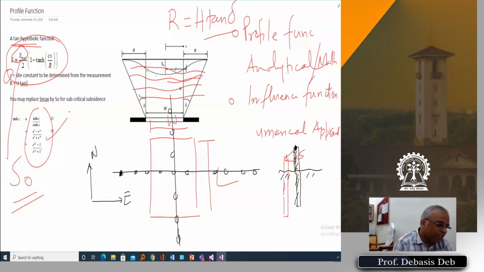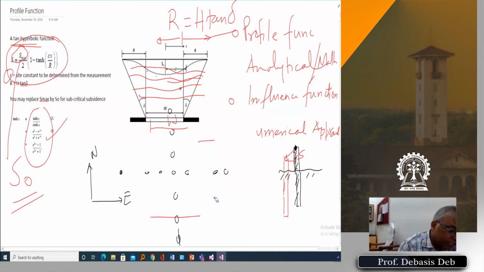Now, this function has a particular characteristic. In the same function, it has two curvatures. At x equals 0, it will have two curvatures. One is concave, another is convex. So one will go, let me delete all this, then I can draw that.